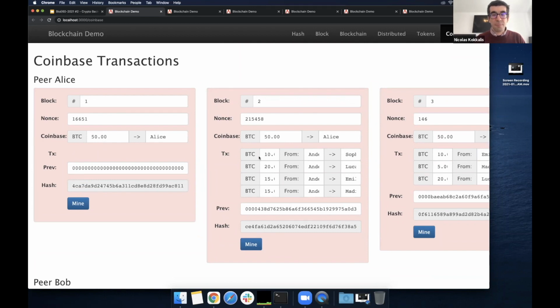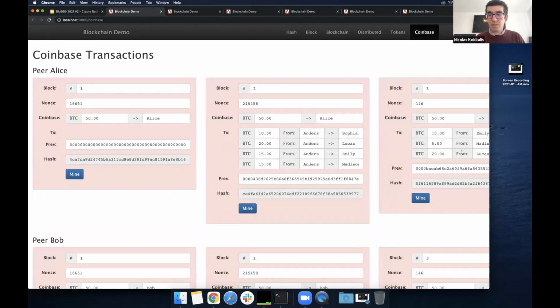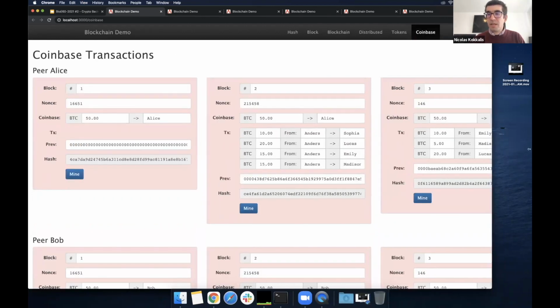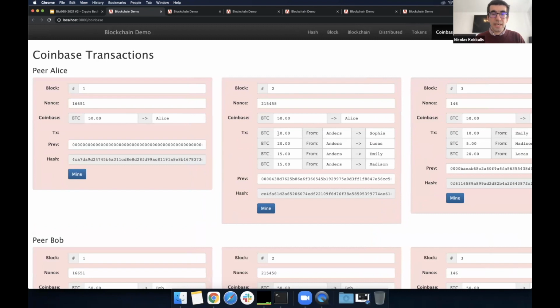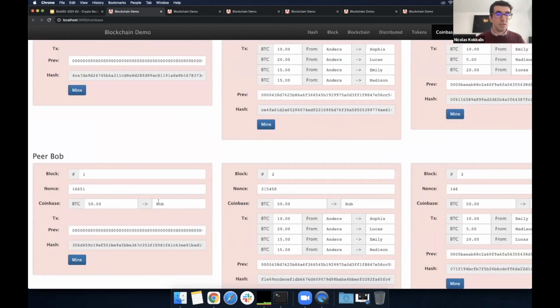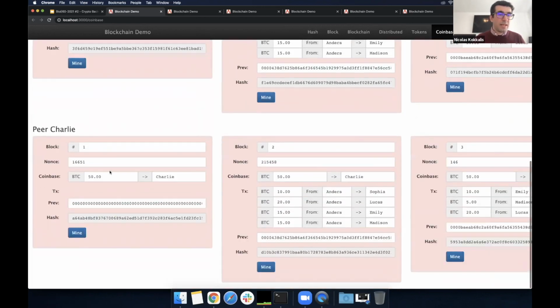So 10 Bitcoin, I've made it a little too big. Let me make the page a little smaller so that it can be more visible. So in this case, 10 Bitcoin are sent from this person to this person, and so on and so forth. But what's interesting is that every node is trying to set the Coinbase to themselves. So Alice is sending it to Alice, and Bob is sending it to Bob, and Charlie to Charlie, and so on and so forth.